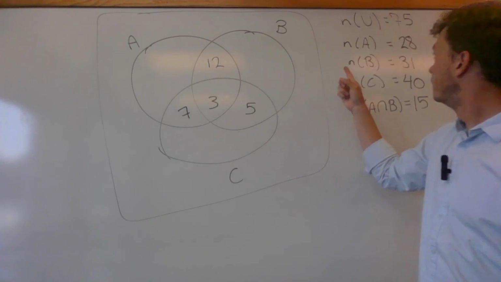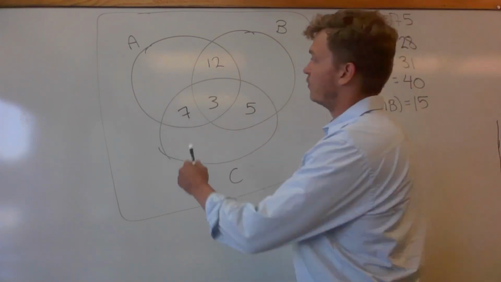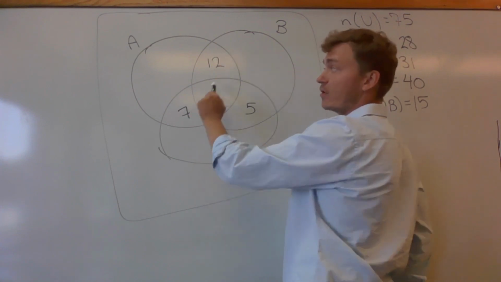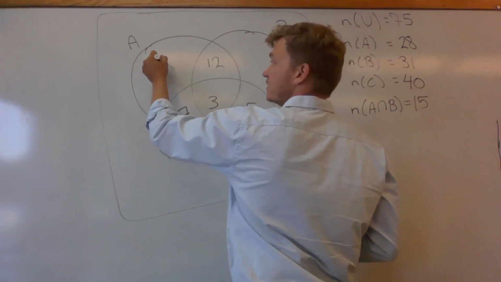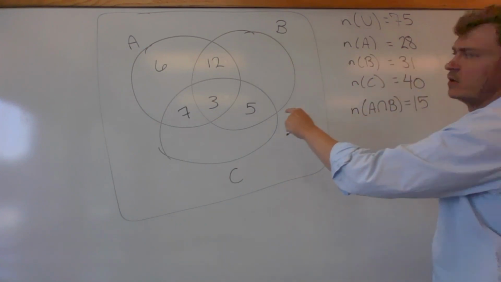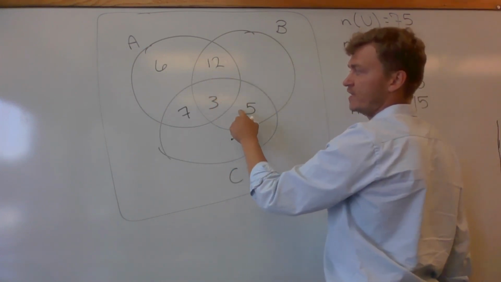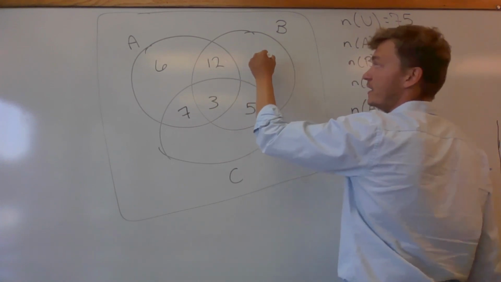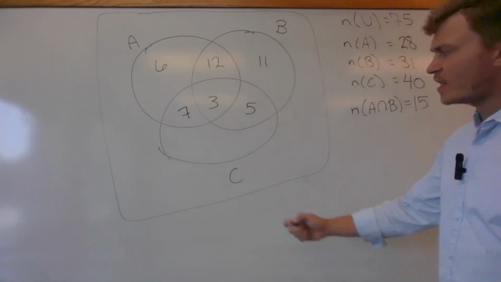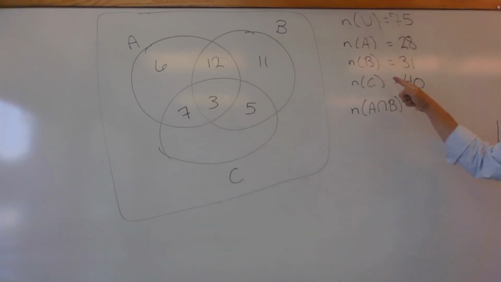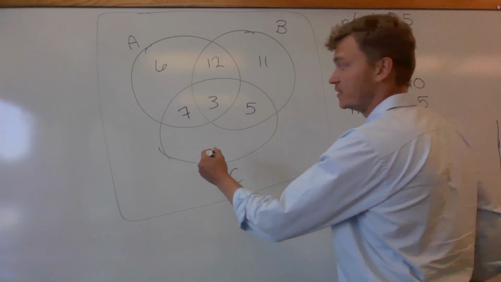If A contains 28, well, look right here: 12, 15, 22 of the 28 are already here. So the remaining 6 go in this location. For B, we have 31. 12, 15, 20 of the 31 are already presented. So the remaining 11 are on this outside. Then we go down to C. 7 and 3 for 10, 15. 15 of the 40. So the remaining 25 are here.